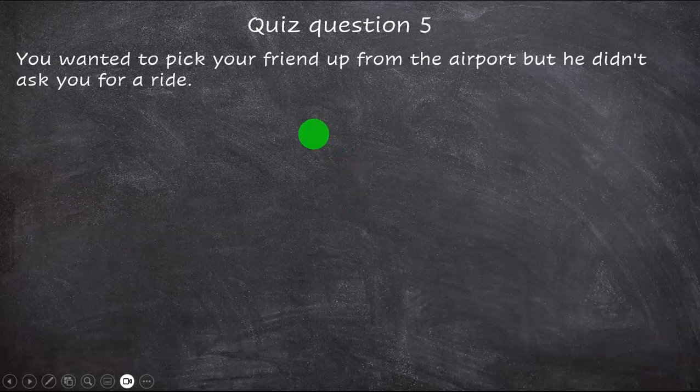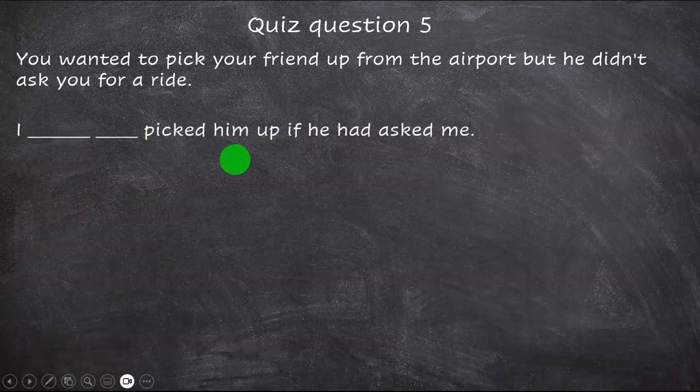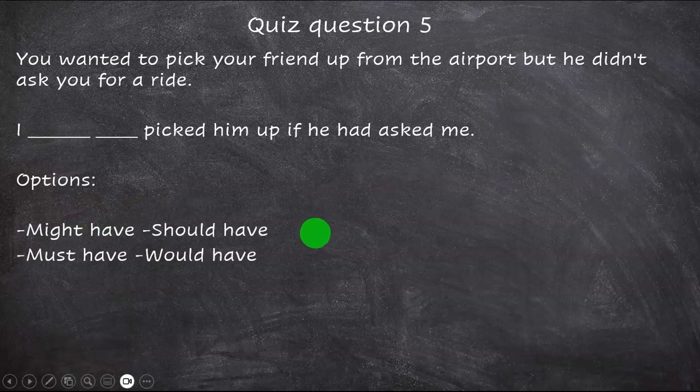You wanted to pick your friend up from the airport, but he didn't ask you for a ride. I picked him up if he had asked me. Your options are might have, should have, must have, and would have, right? Your 5 seconds start.